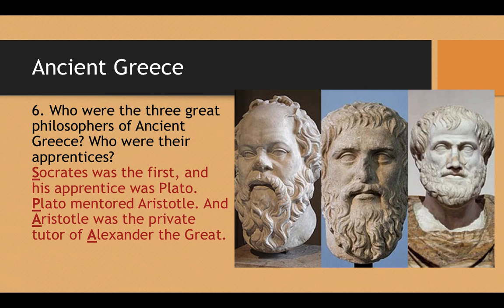First was Socrates, then his apprentice was Plato. Then Plato mentored Aristotle, and then Aristotle actually was the private tutor of Alexander the Great. So you can add another A on there, SPA, S-P-A-A. All right. And these were hugely influential thinkers, even still today. They really influence the way we reason and think about life and the meaning of the universe.